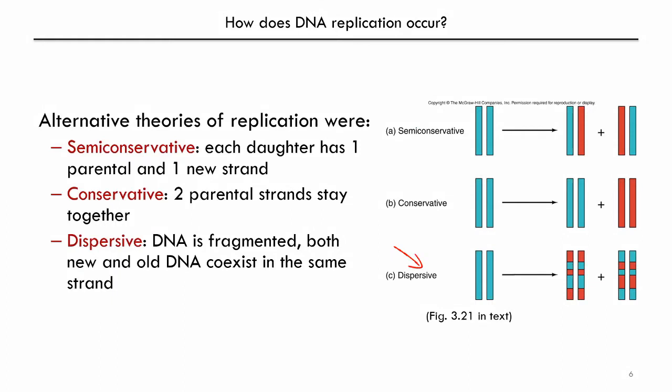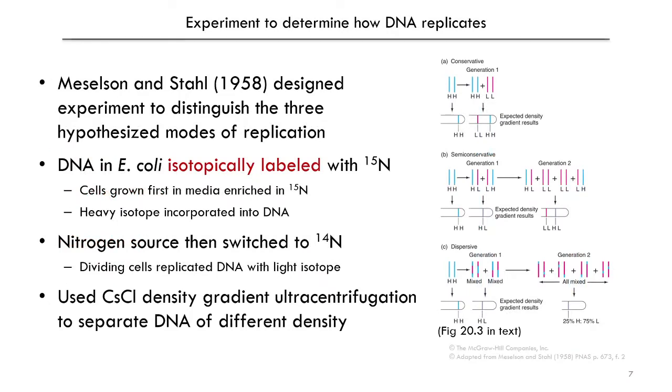A third possibility would be dispersive replication, wherein duplication of a double-stranded DNA molecule results in two daughter DNA molecules that both have elements of parental and newly synthesized DNA in each strand. In order to tell which of these three hypothetical scenarios occurred in nature, Meselson and Stahl carried out an experiment in 1958 using isotopically labeled DNA.